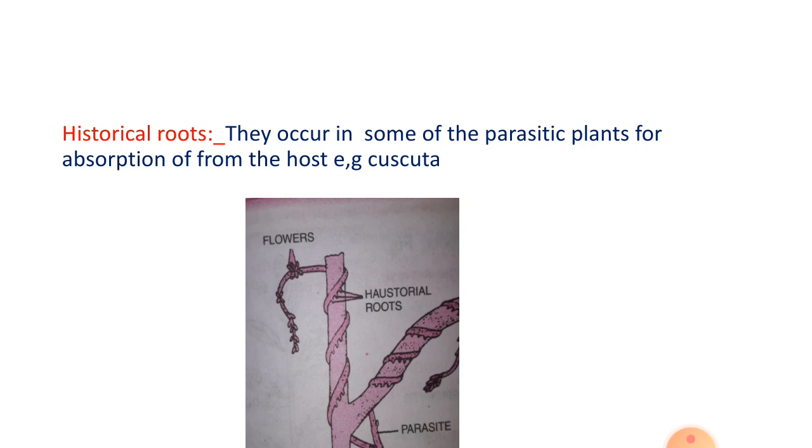Haustorial roots. Roots of some plants act as parasites for absorption of food in the form of liquid from the host. For example, Cuscuta is a parasitic plant which obtains its food from other living plants. So it has the power of sucking food from the host. So roots of some plants are known as haustorial roots, and these plants act as parasites.